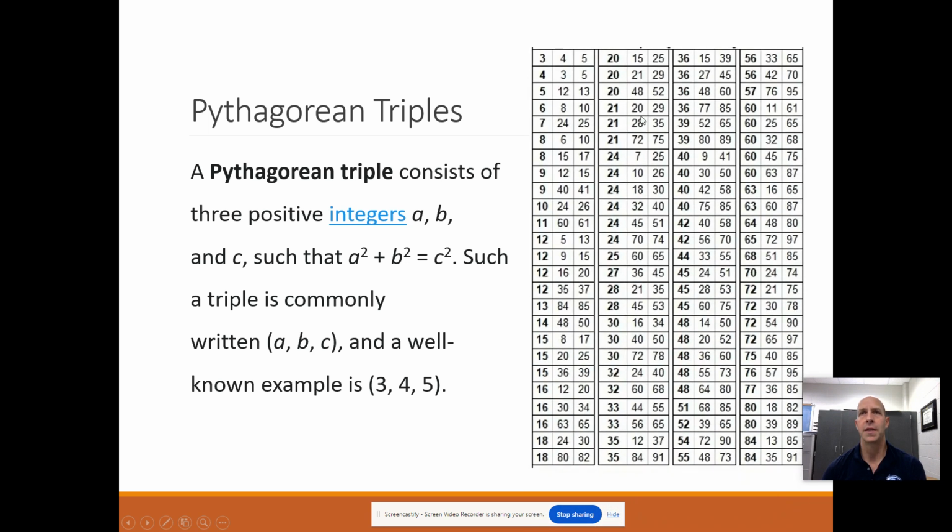Here is a list of the first several dozen Pythagorean triples. You can see the 3, 4, 5. You could also write it as 4, 3, 5. Another one, let's just look at one, is 27, 36, and 45. So 27 squared plus 36 squared is equal to 45 squared.